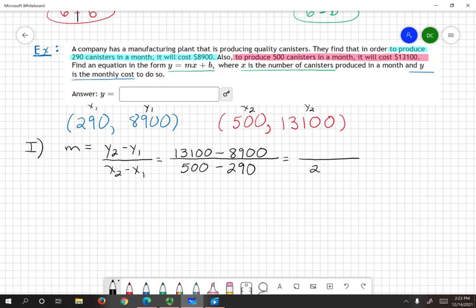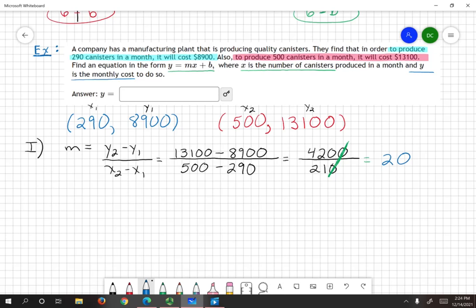Let's see, this is 210. It's been a long day, so I'm just going to reach for the calculator. 13,100 minus 8,900 is 4,200. So I've got 4,200 divided by 210. Do you know the trick that if there's the same number of zeros, I can cross those out? The answer will be the same. 420 divided by 21, that's going to be 20 times.